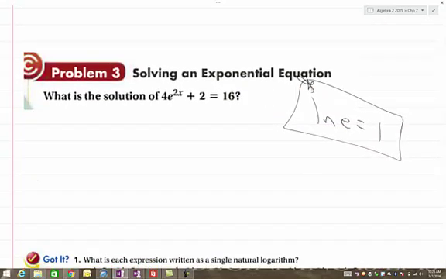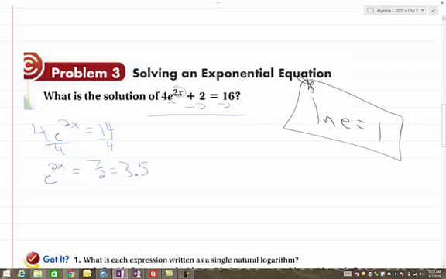Third item is when the variable that we're looking for, remember the variable we're solving for is x. You have to keep in mind that e is not a variable. E is a number. Alright, we want to get that thing by itself. So minus 2, so 4 e to the 2x power equals 14. Divide by 4. E to the 2x power equals 7 over 2, or 3.5.